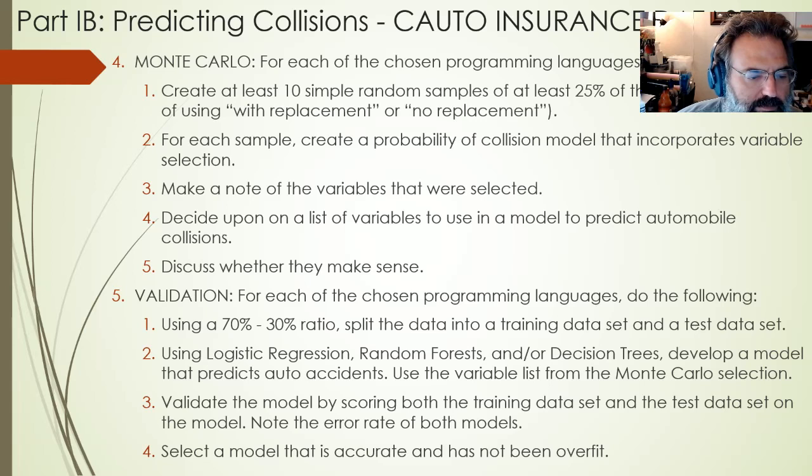Basically use a 70-30 split of the data into your test and training set. Use logistic regression, random forest, and or decision trees to develop a model that predicts auto incidents. Use the variable list from the Monte Carlo selection. And then validate the model by scoring both the training data set with the test data set on the model. Note the error rate of both models. Select a model that is accurate and does not overfit.